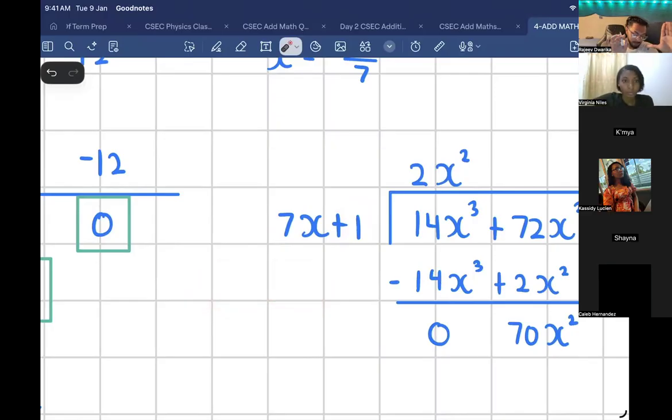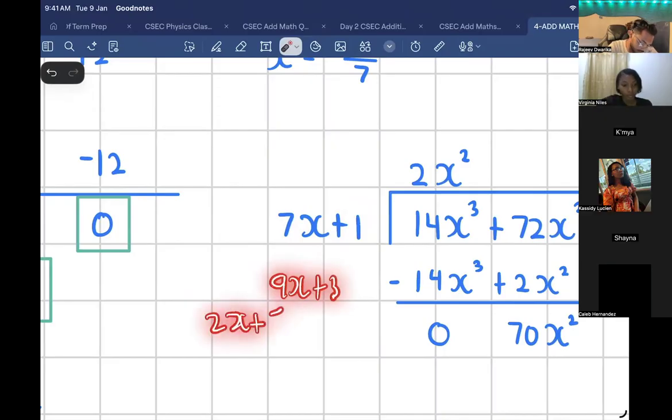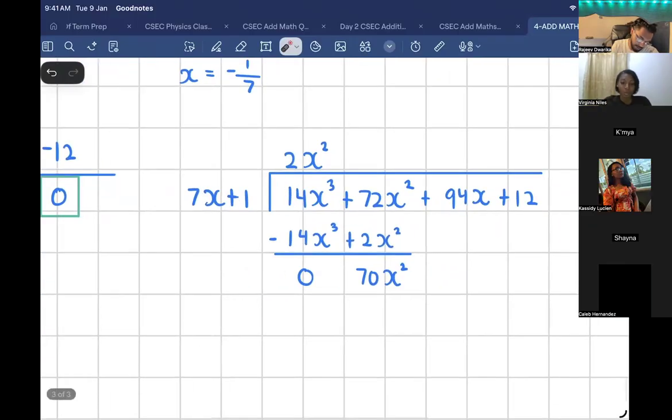The point is, Virginia, you see this number here? You see that 7, the number in front of the x? That's what you had to divide by. So if I had something like 9x plus 3, I would have to divide by what? 9. If I had something like 2x plus 8, I would divide by 2. Cool. You understand it? Nice.